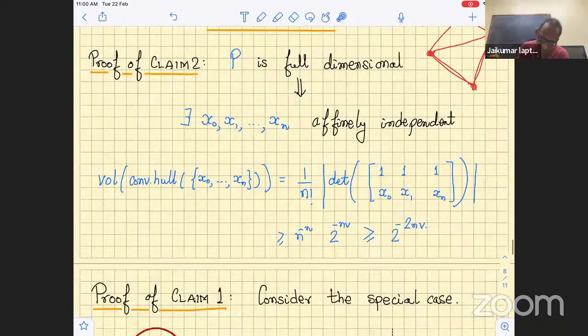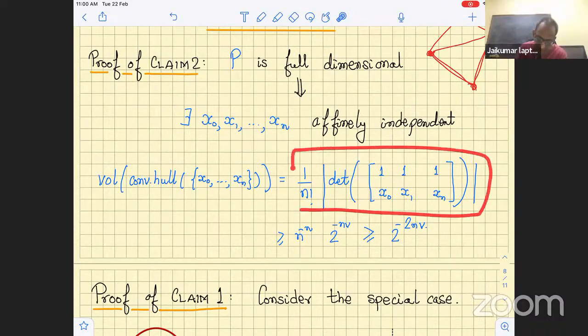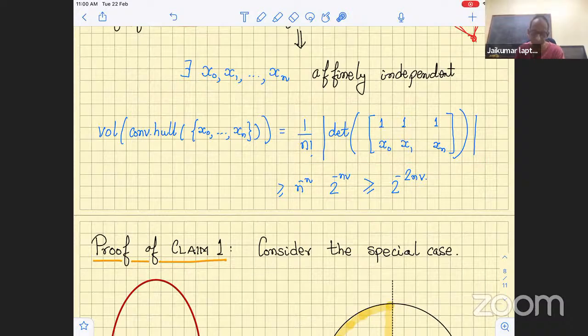Is this clear? Yes. And you will be able to figure out why this is true. The point is, yeah, I'm out of time.